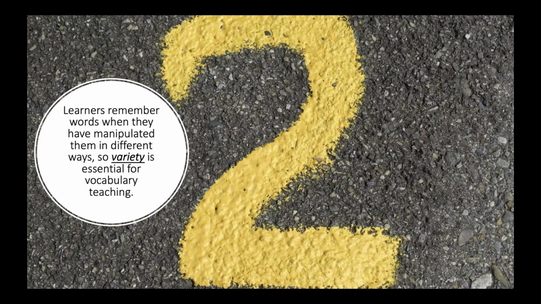Number 2, learners remember words when they have manipulated them or used them in a variety of ways. In other words, it's not just a variety of contexts that's important, but different ways of using those words within that variety of contexts. They need to use the words in different modes of communication. For example, interpersonal speaking and interpersonal writing, interpretive listening and reading, presentational writing and speaking, as well as tasks that are both receptive and productive in nature. Those that focus on input and interpreting the input, and those that have students produce output of language.